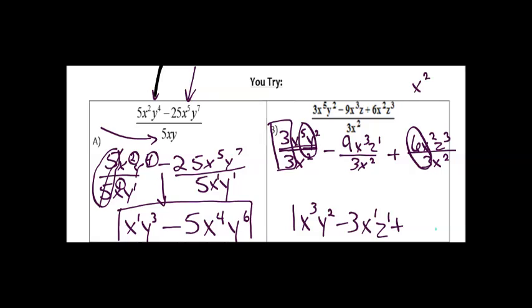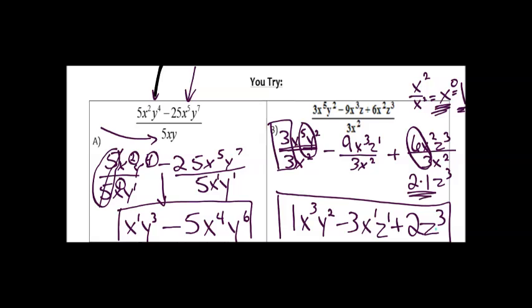X squared divided by x squared is really x to the 0th power. That turns into 1, not x to the 1st, but the whole x to the 0th power turns into a 1. So basically nothing's left. I'm really multiplying 2 times 1 times z to the 3rd, but I don't really need to show that 2 times 1 because that's just 2. It turns into 2z to the 3rd. That is as simple as that gets because none of those are like terms.